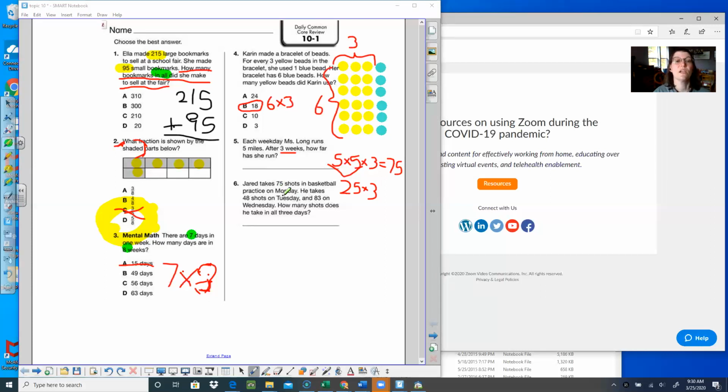So I'm going to come over here. We've got 75, we've got 48, and we have 83. And it does say in all 3 days, so that lets me know I have some adding to do. So I am going to stack them and add them. Ooh, that's not a bad 5. Okay, now 48. So hopefully you also are stacking them and adding them on your paper.